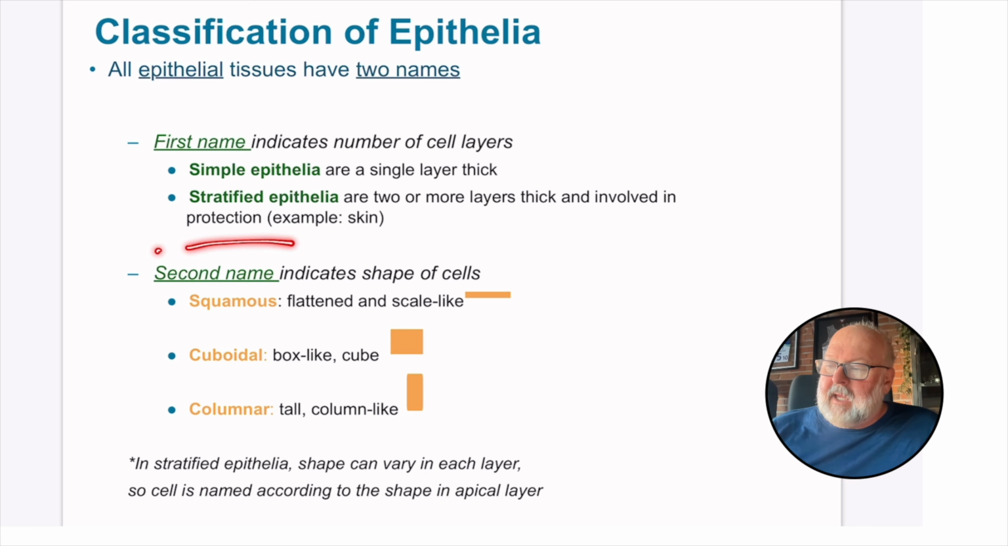The second name tells us the shape. All right? Is it flat like a pancake? In that case, if it's flattened and scale-like, we're going to call it squamous, either one. Or if the cells are now shaped like a cube, we're going to call it cuboidal. And if the cells are taller than they are wide, we are going to call it columnar.